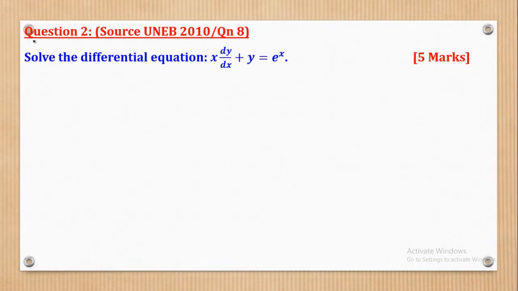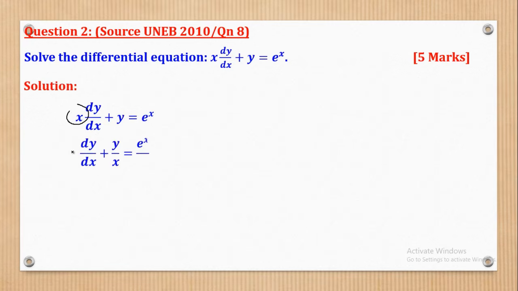So now we shall go to question 2, which came from UNEB 2010 paper 1 question 8, and says solve this differential equation. So the first thing to do is to make the coefficient of dy/dx equal to positive 1. Therefore, come and look at this. Here there is x, meaning that I will divide throughout by x to come up with this step. Then next I will look for the coefficient of y. The coefficient of y here is 1 over x. What does that mean? It means that p is equal to 1 over x.